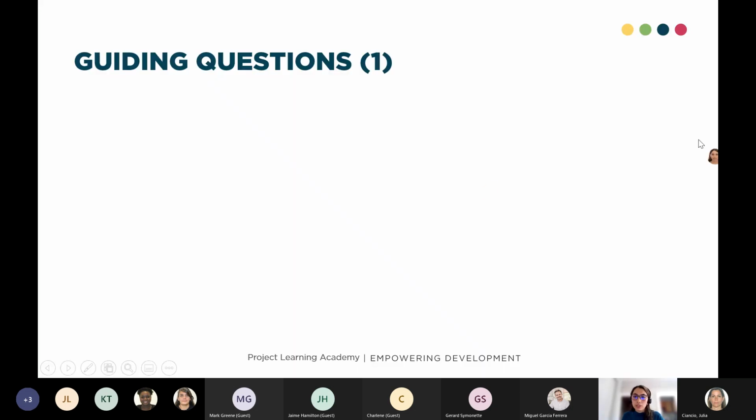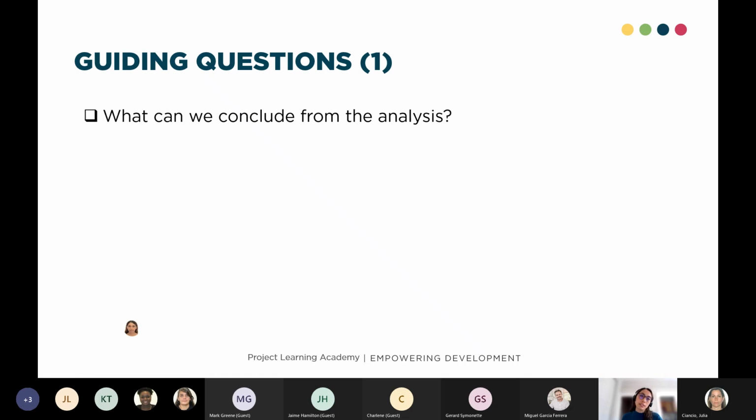And here we just want to have a conversation with you to see what you think. So the first question, and please open your mics and answer in the chat, is what can we conclude from the analysis? What can we conclude from this hydrologic and hydraulic analysis?